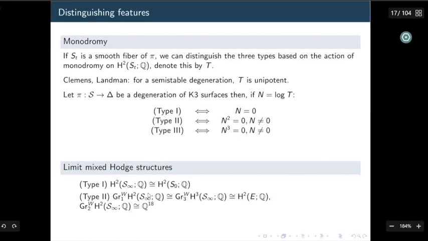So in type 1, as I said, it's just the cohomology of the smooth fiber, because you can essentially replace it with a smooth K3 surface. In type 2, it's a little bit more complicated in H^2. So you see that the first and third weight graded pieces look like the cohomology of an elliptic curve. So if you go back to the geometry, you can sort of see that this is the cohomology of the elliptic curve that the components meet in.